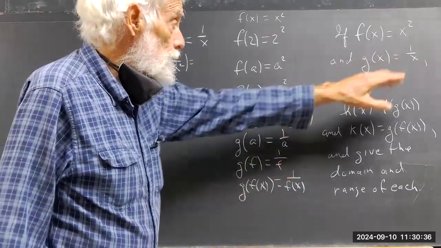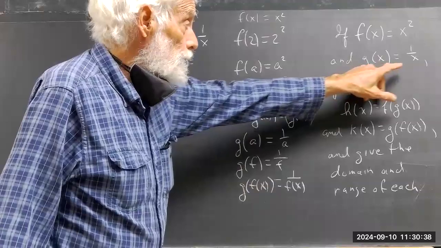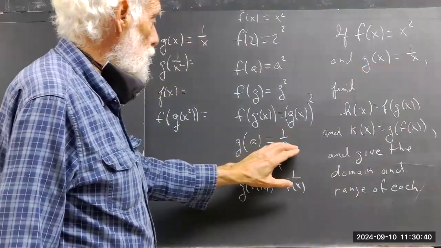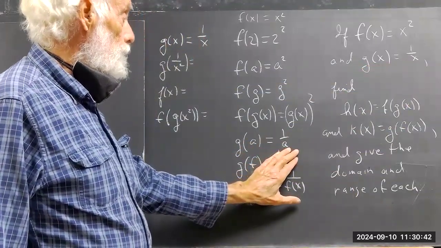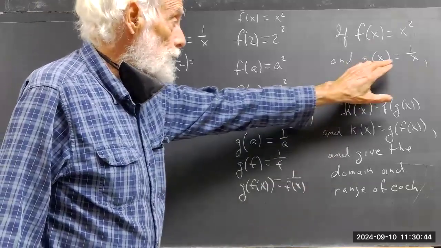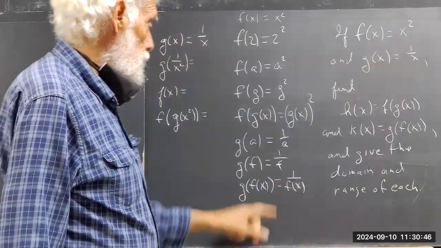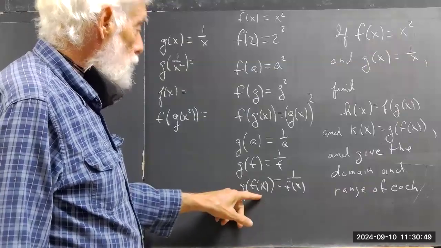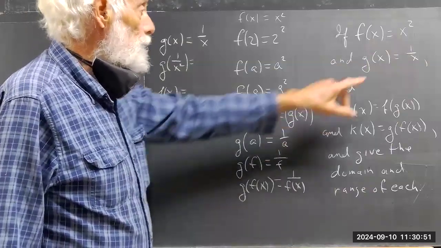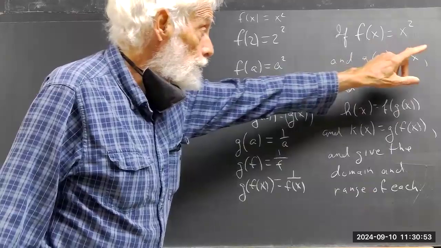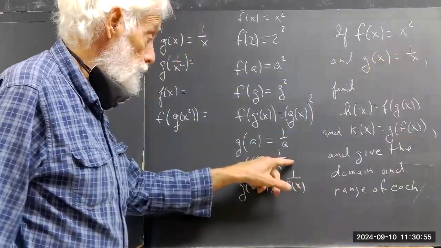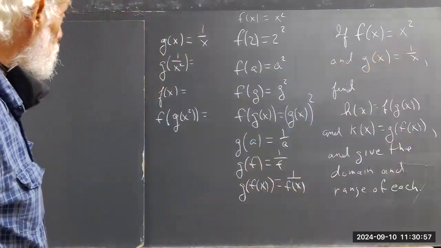Okay, what's g of a? Well, here's your rule for g. a has replaced x, so it has to replace this x. You're going to get 1 over a. What's g of f? Well, f has replaced x, so you're going to get 1 over f. And g of f of x, f of x is in the place of x, so f of x has to be in the place of this x to get 1 over f of x.